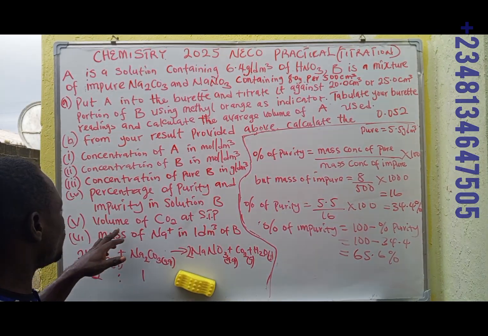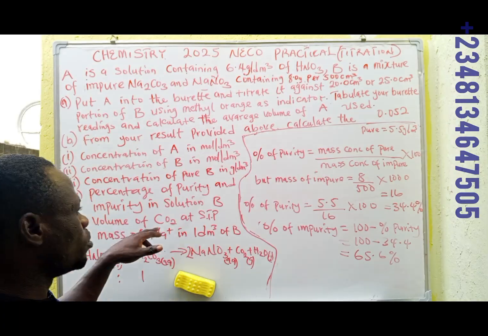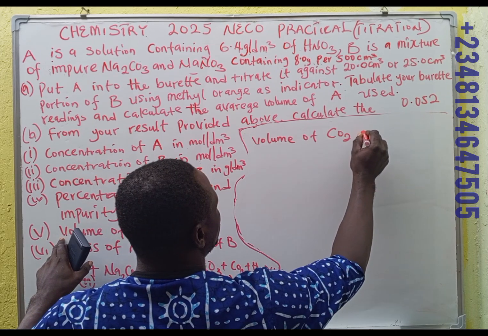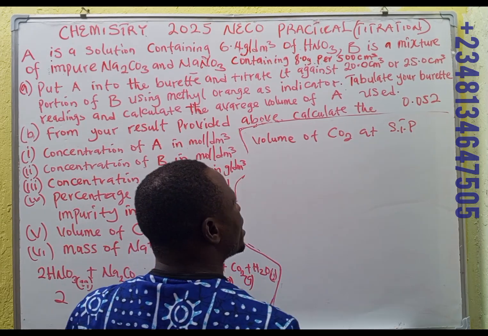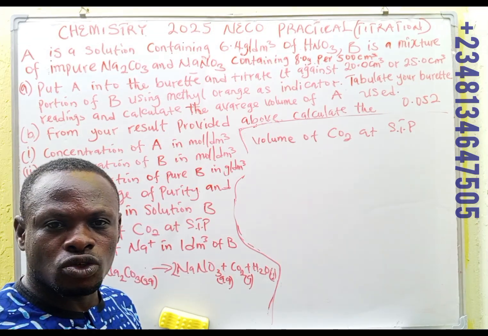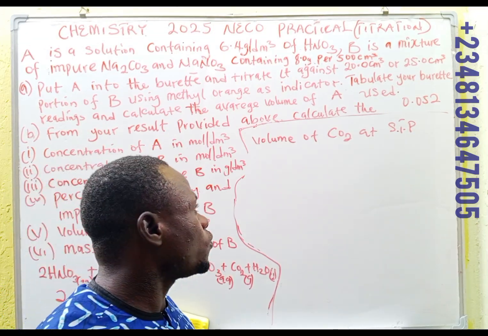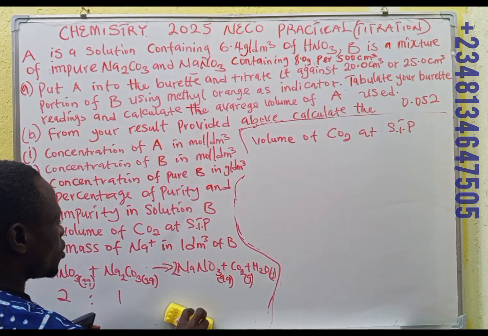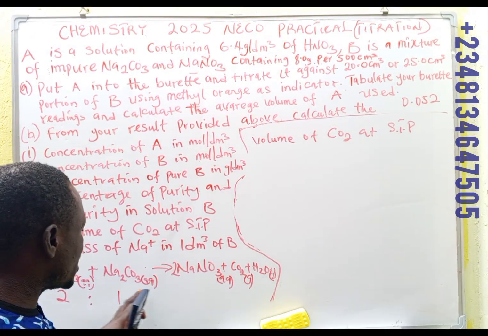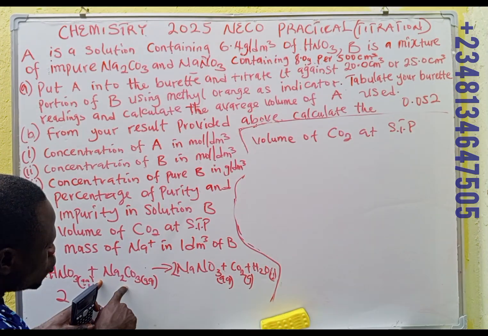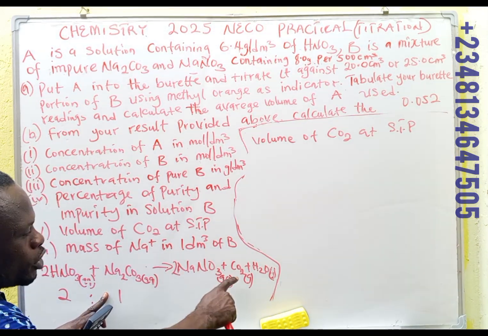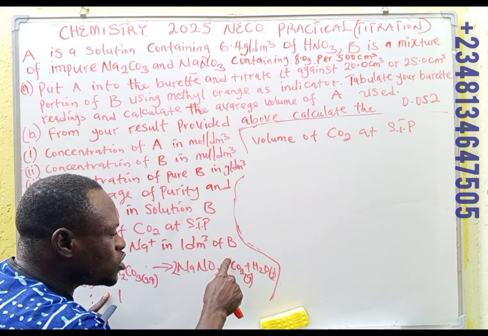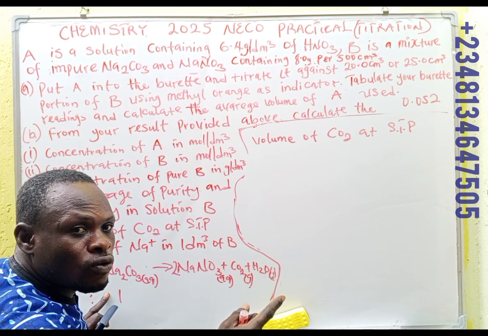Let us go to this one now. Volume of CO2 at STP. Remember, any gas at STP is 22.4. STP simply means standard temperature and pressure. Is that understood? What yields this carbon dioxide is this sodium carbonate. How many moles of sodium carbonate are here? Just 1. How many moles of carbon dioxide are here? 1 mole, that is what is in front of carbon dioxide. If 2 was in front of carbon dioxide, it would have been 2 moles of carbon dioxide.